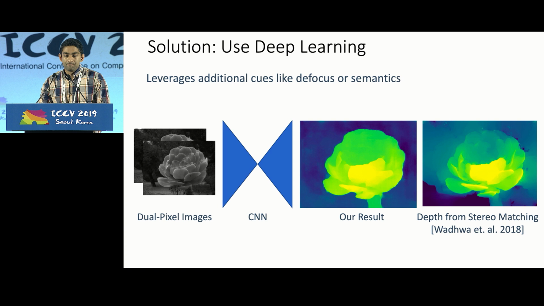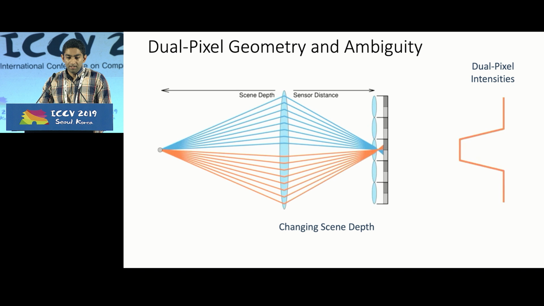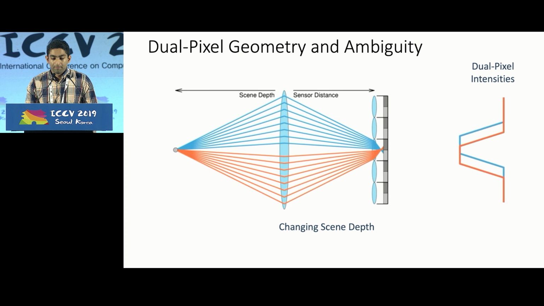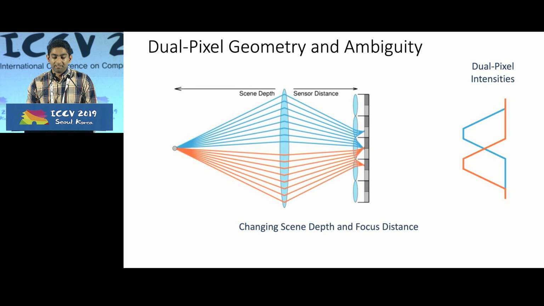However, while it might seem straightforward to collect data and train a model, it turns out there's a fundamental ambiguity that makes methods from the literature not work. To understand why, let's return to our toy example. As scene depth changes, the dual pixel images change as well, resulting in different disparities for different depths. However, if we allow other camera parameters such as focus distance or sensor distance to change, it's possible to generate identical dual pixel images for different scene depths.